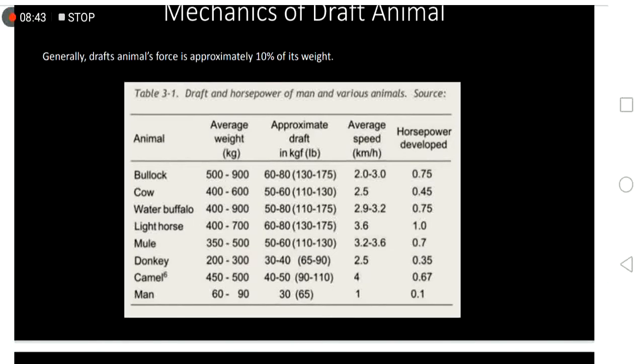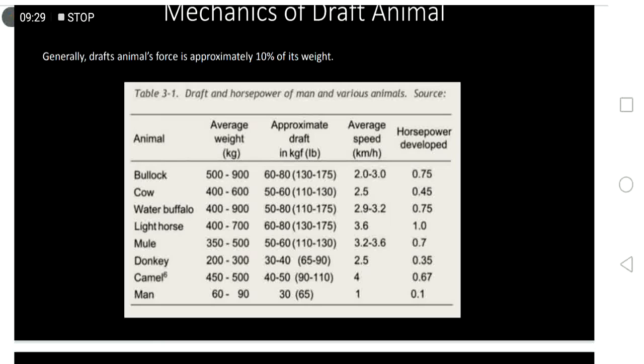Another point here is that the draft animal's force is generally approximately 10% of its weight. So when we are making an assumption, we can approximate that their force is about 10% of their weight. For example, if their weight is 50 newtons, then through approximation, their force is approximately 5 newtons.